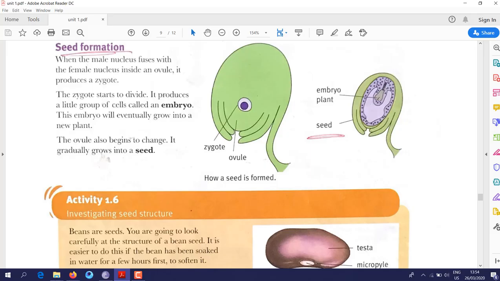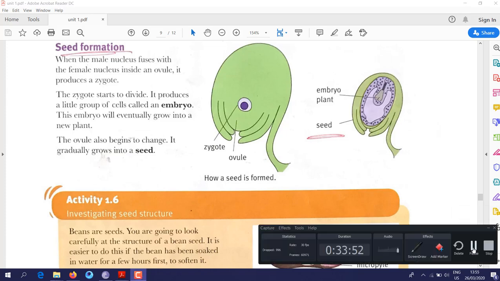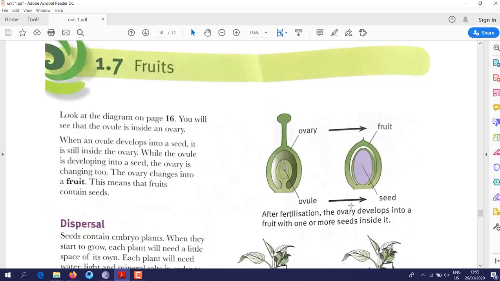It will be in this shape. Here what is happening is that it's dividing, making more new cells. So this zygote will turn into an embryo, while the ovule, the green part here, will turn into a seed. So here is how the seed forms.